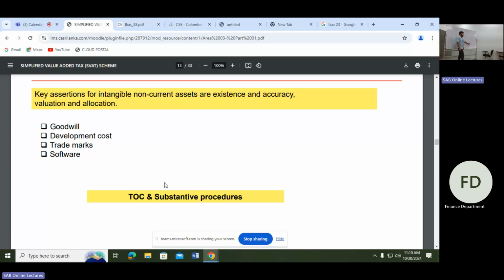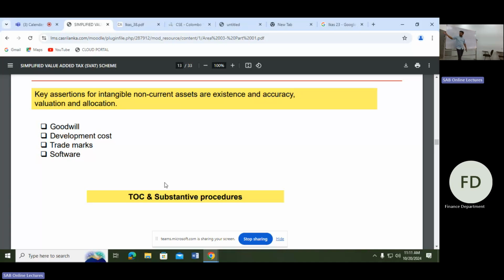There's no routine transaction. This may be a one-off transaction. So the best way is the fully substantive approach. We don't need to test TOC, but it's up to you to decide, right? If you are dealing with development or software development or something like that, definitely you have to do TOC. That's up to you to decide.